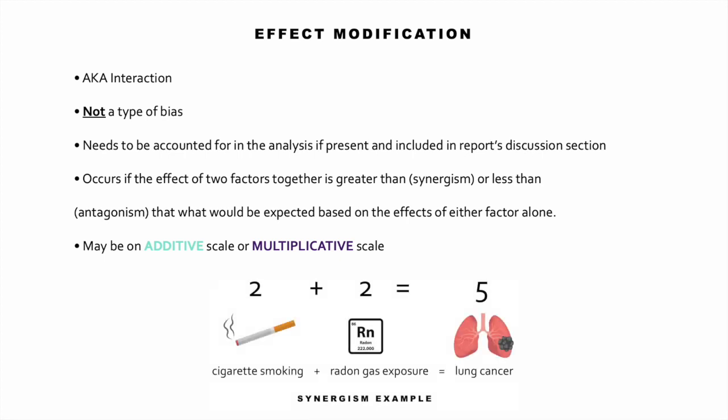It occurs if the effect of two factors is greater than, if it's synergism, or less than, if it's antagonism, what would have been expected based on the effects of either factor alone.